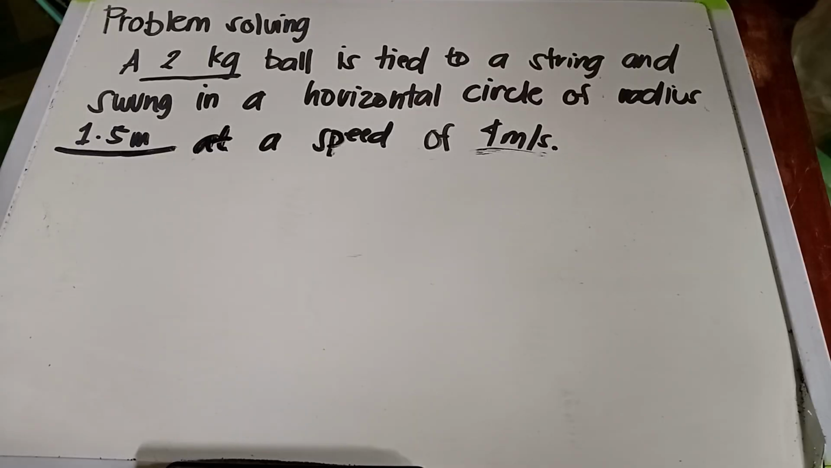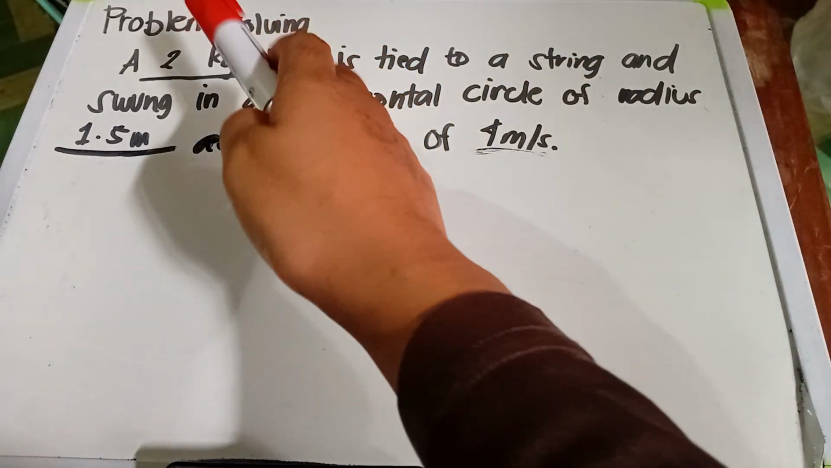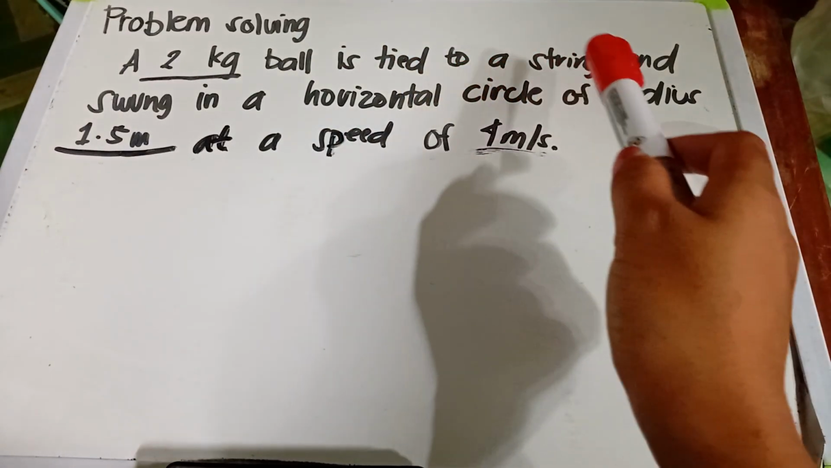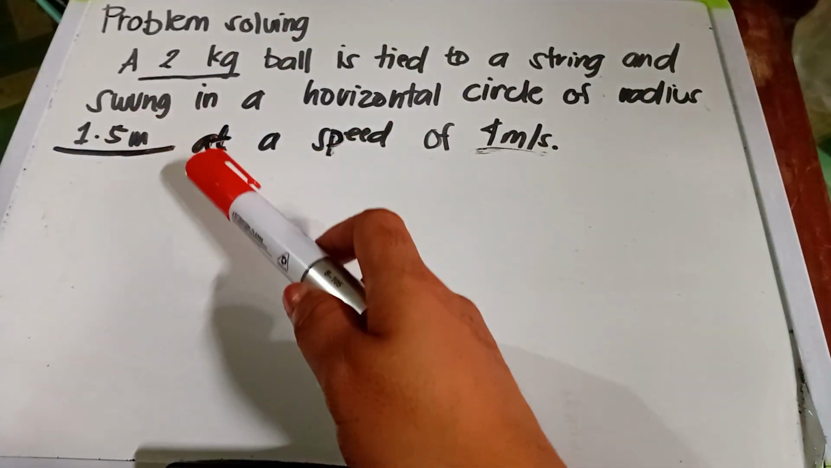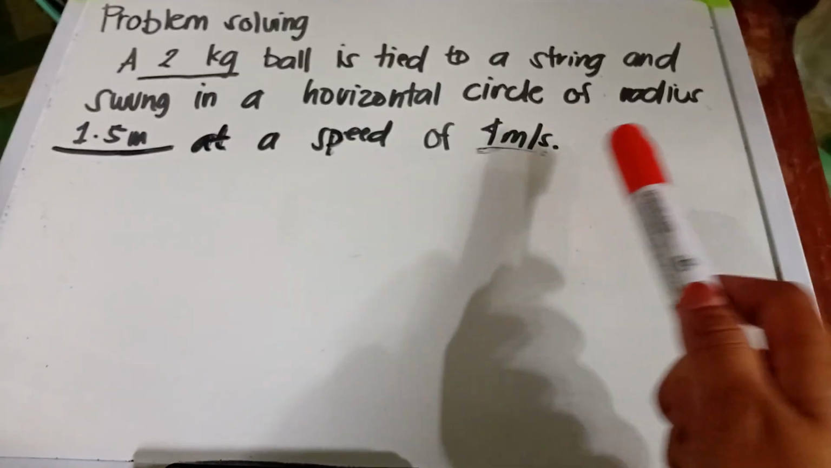Okay, let's solve the problem together. A 2 kilogram ball is tied to a string and swung in a horizontal circle of radius 1.5 meters at a speed of 4 meters per second.